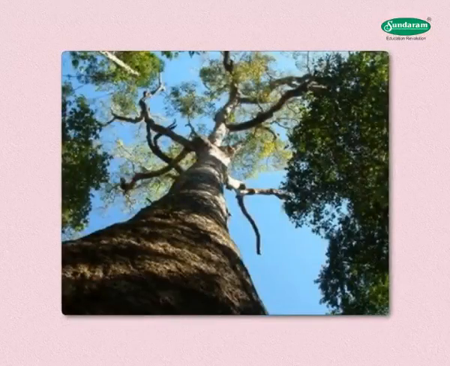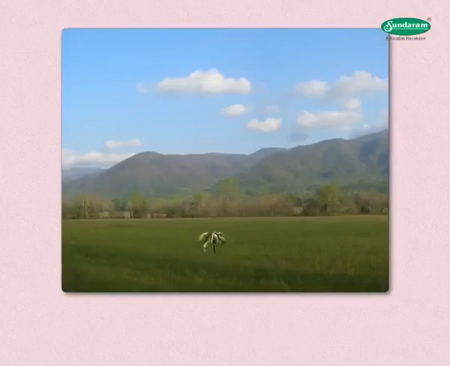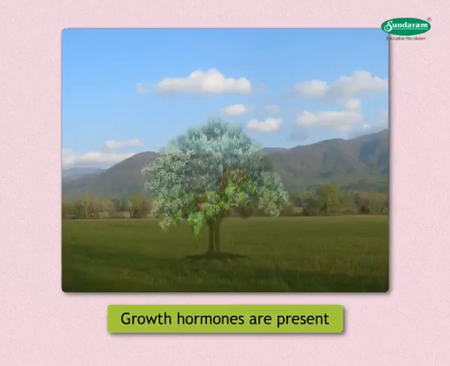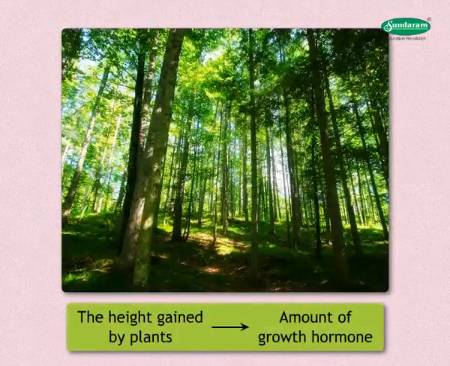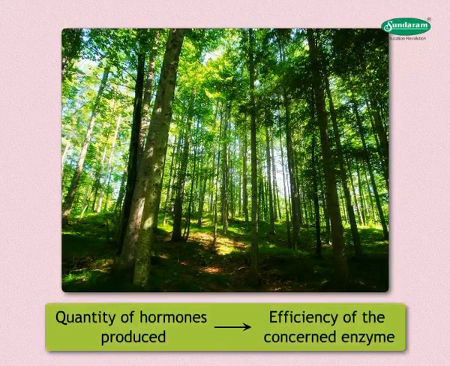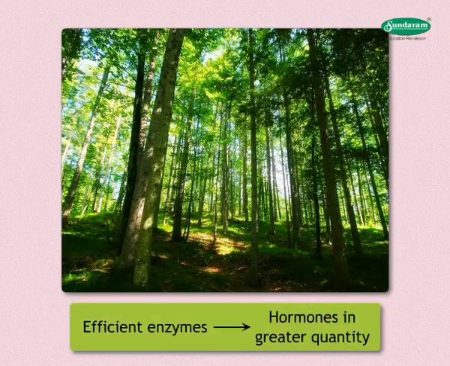For example, let us consider tallness as a trait. We know that in plants, growth hormones are present. The height gained by plants depends upon the amount of growth hormone produced by the plant. The quantity of hormones produced by the plants depends upon the efficiency of the concerned enzyme. Efficient enzymes produce hormones in greater quantity, resulting in the plants gaining height and thus becoming tall.